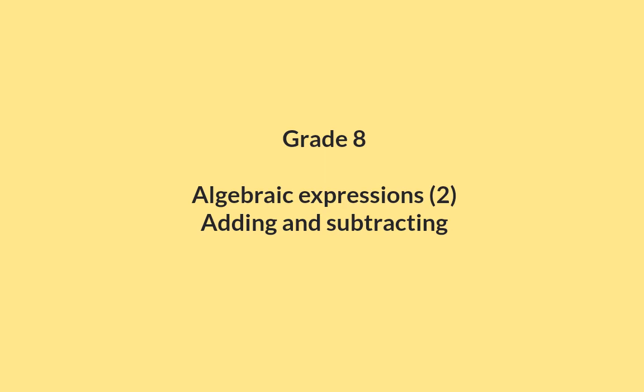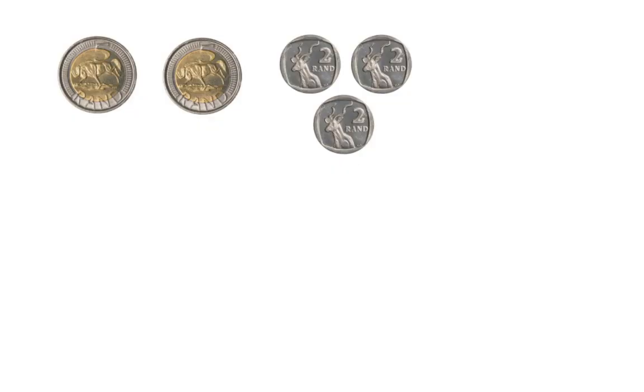In this video, we are going to simplify algebraic expressions with adding and subtracting. Here we have a few coins. Do you agree that we have 1, 2, 3, 4, 5 coins and that I can say you have 5 rand? This is definitely not true because the value of a 5 rand is more than that of a 2 rand.